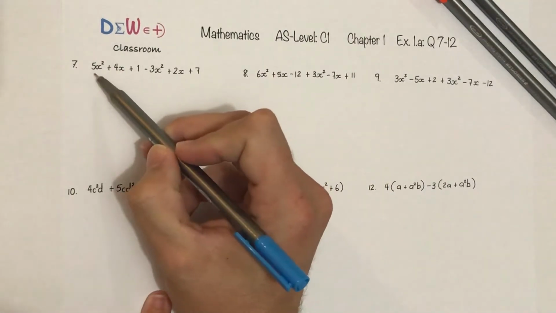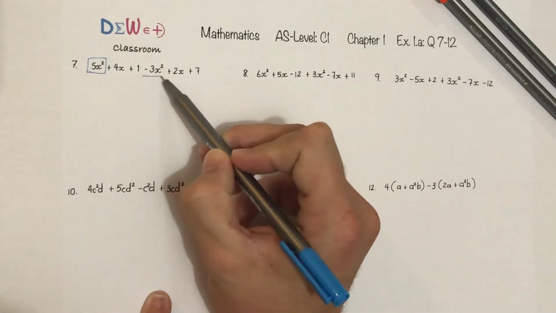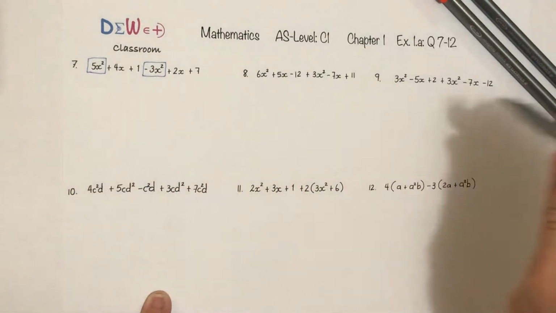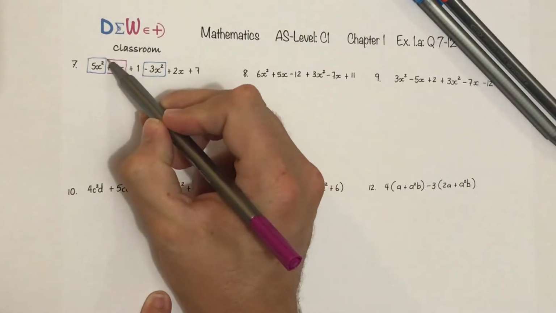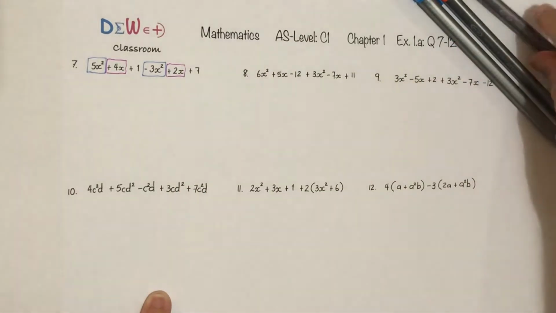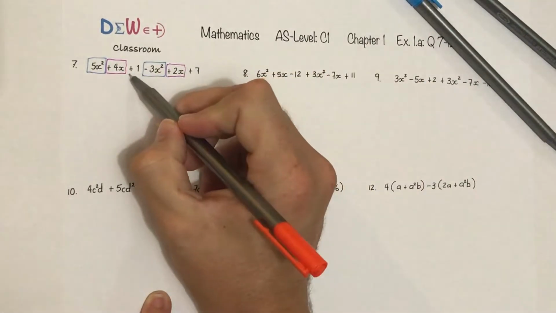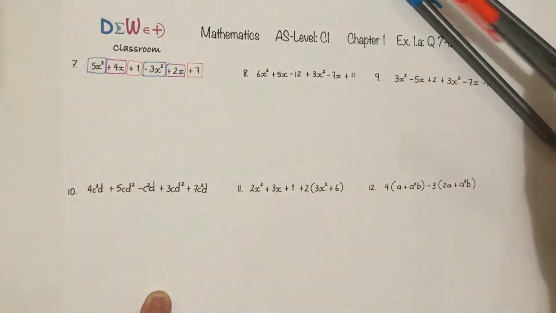So in question number 7, we have 5x squared and the minus 3x squared. We also have the second type, 4x plus and the plus 2x. And then the last ones are the constants, which is plus 1 and plus 7.